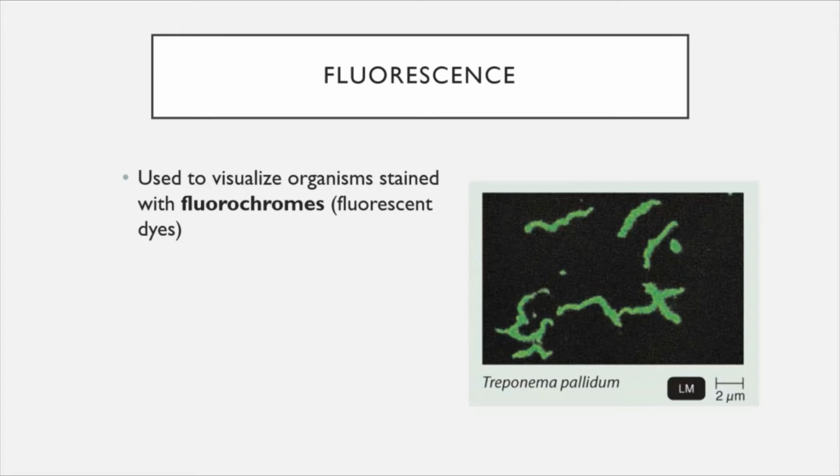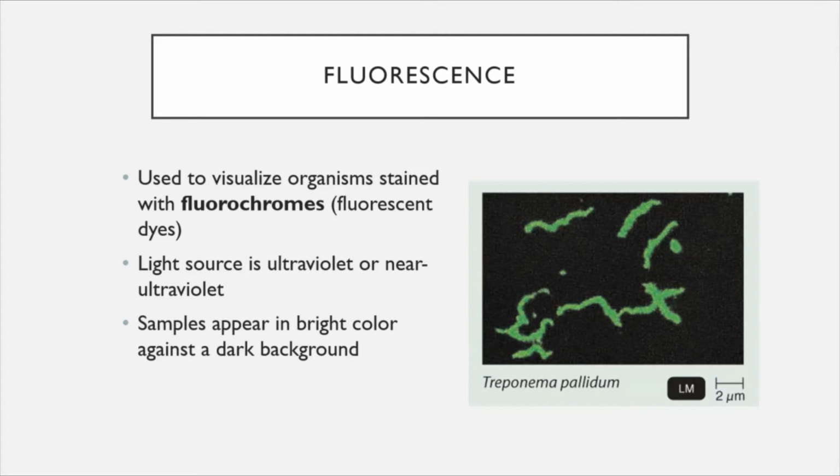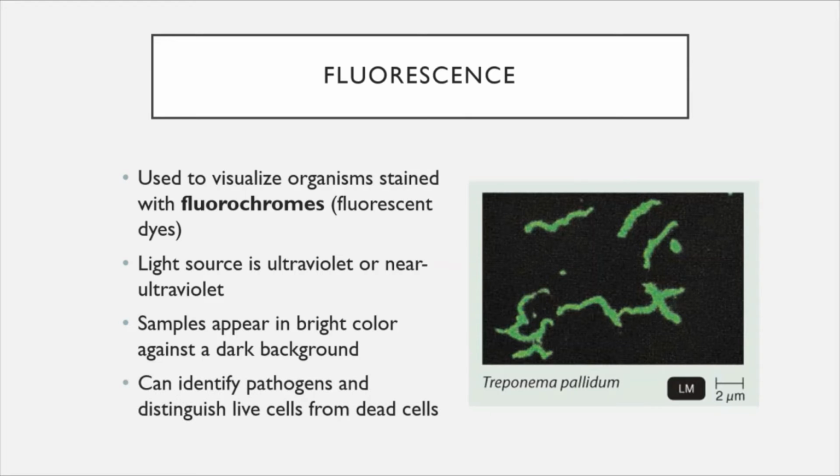In this case, the light source that comes up from the illuminator is ultraviolet or near ultraviolet in wavelength. Samples in fluorescence microscopy appear in a bright fluorescent color up against a black background. And fluorescence microscopy has special purposes.